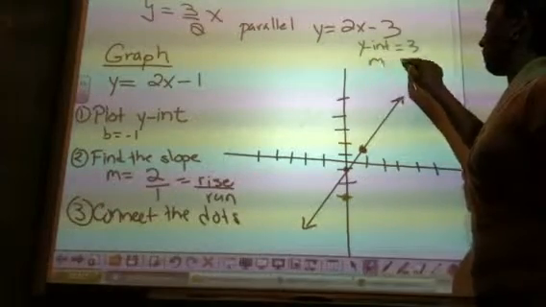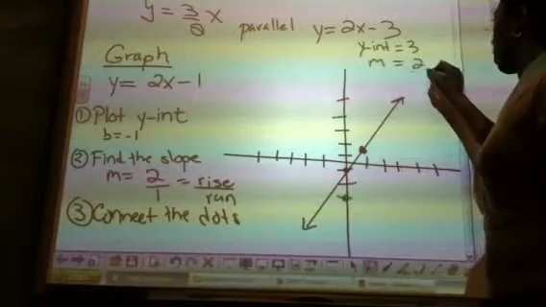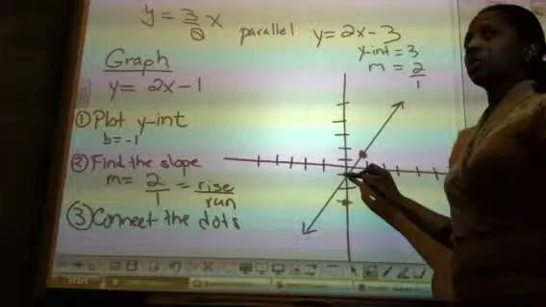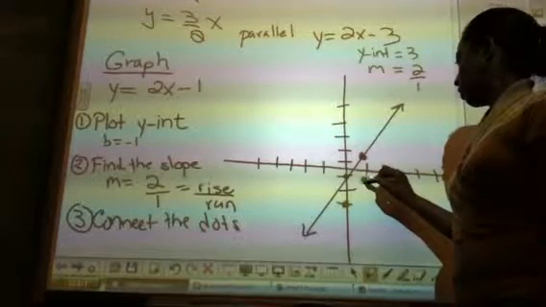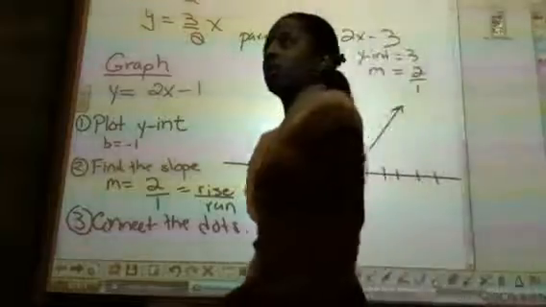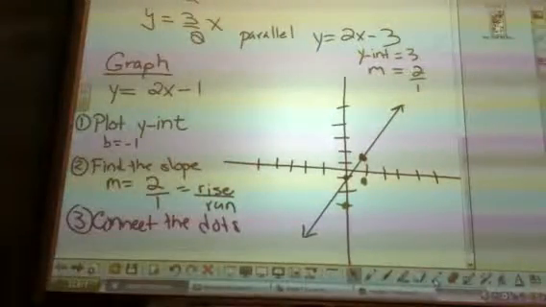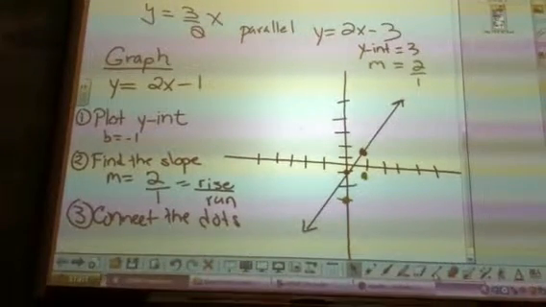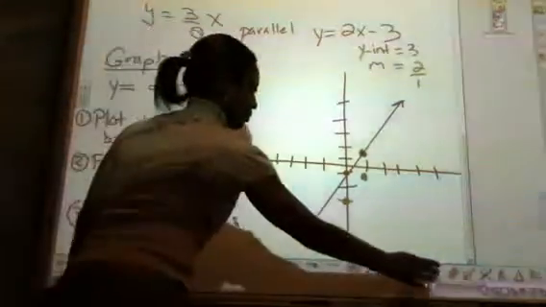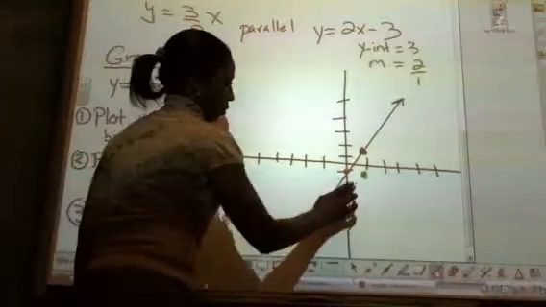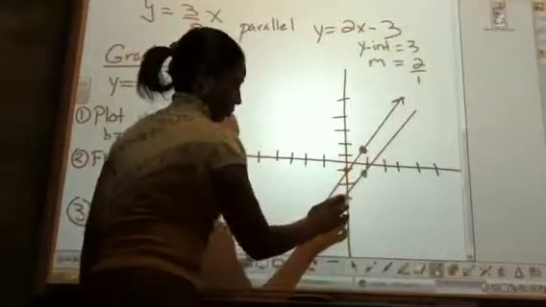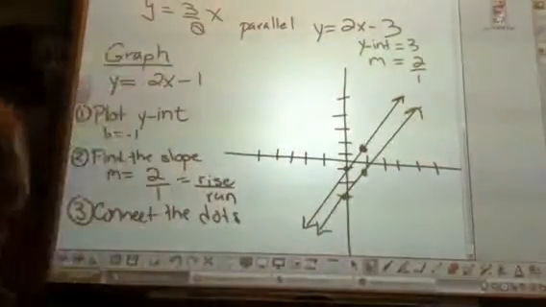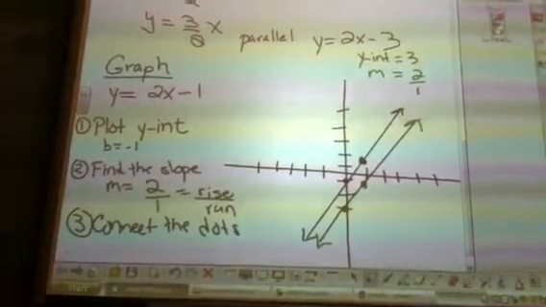My slope is what? 2 over 1. So from negative 3, I'm going to go up 2 and to the right 1. So, to make it parallel, all you do is just change the y-intercept? Mm-hmm. And then draw your line through it. There's your parallel.